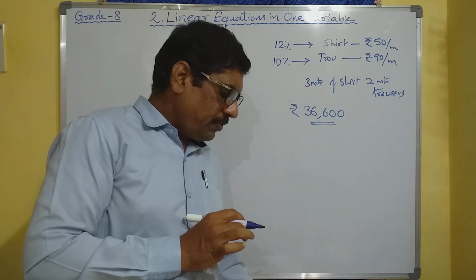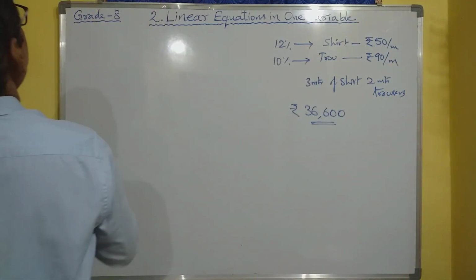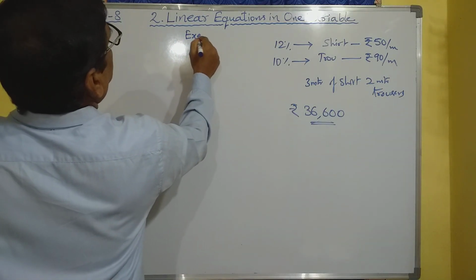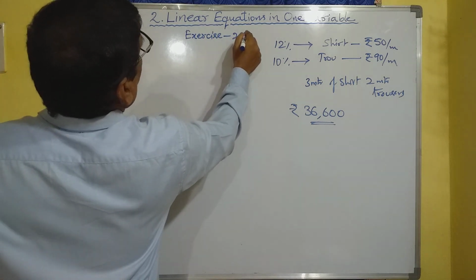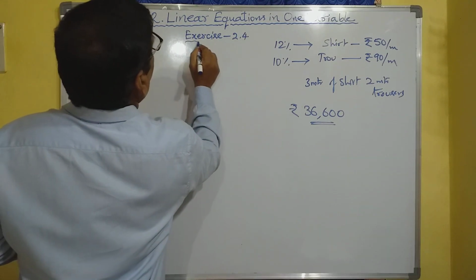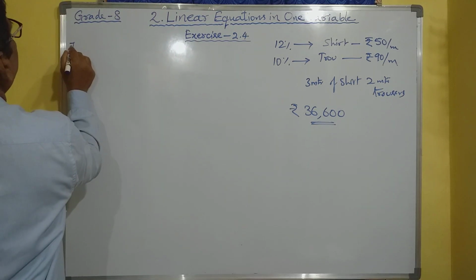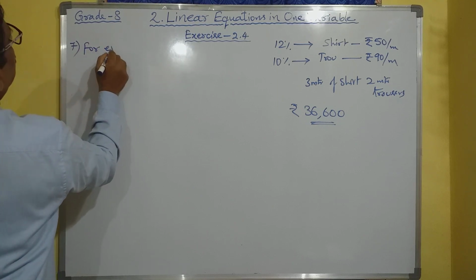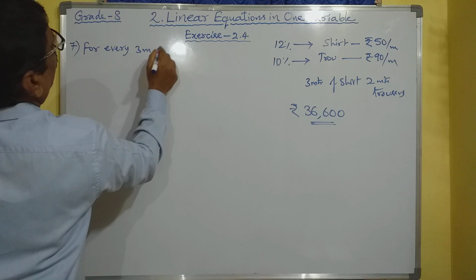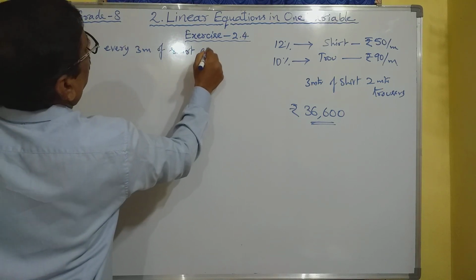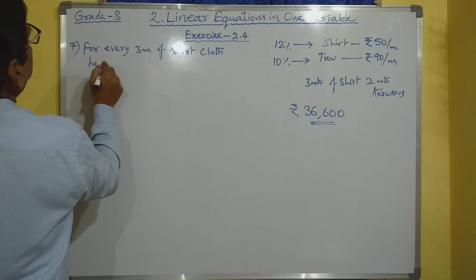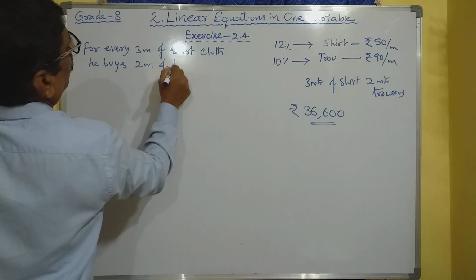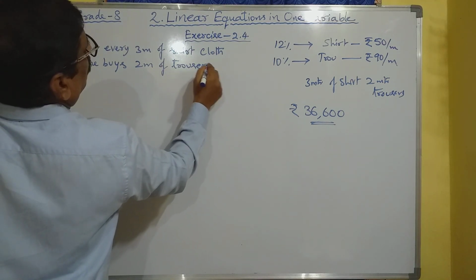Now he has given that for every 3 meters of shirt cloth, he buys 2 meters of trousers cloth. See, this is the 7th problem from Exercise 2.4.